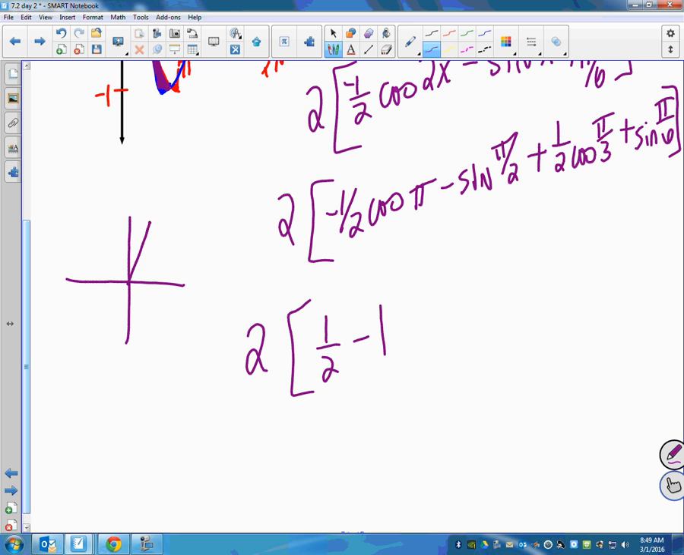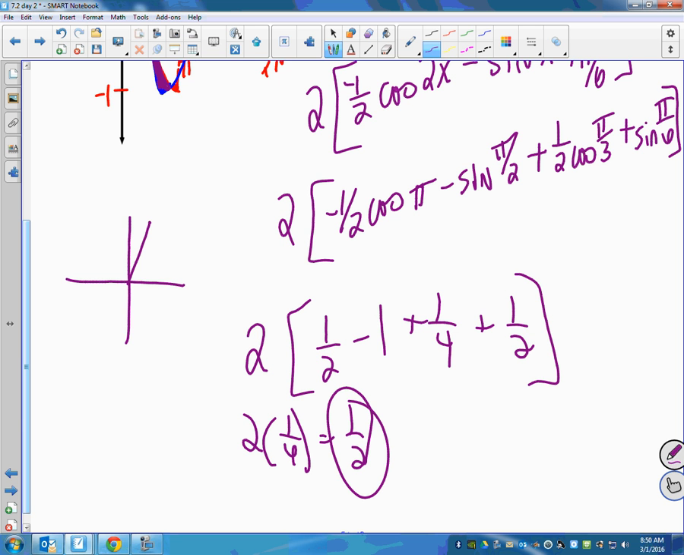Pi thirds, cosine of pi thirds is 1 half, right? So that's 1/4. And sine of pi 6... so that's 1 minus 1 plus 1/4. So I think you just get 2 times 1/4, which is... because it's 1 half plus 1 half, 1 minus 1 gives me 0 plus 1/4.